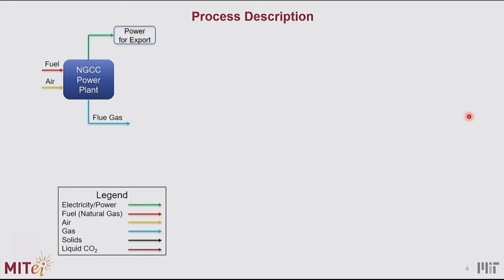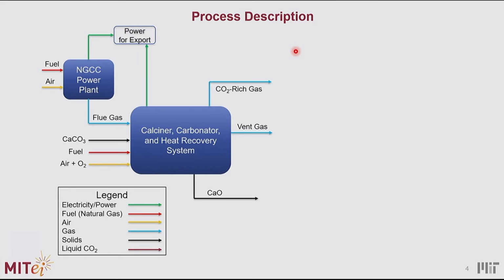First, we have a natural gas combined cycle power plant, a traditional one, where you have fuel and air going in, and you would have flue gas coming out, and you will be generating some power that goes for export. The flue gas will go to what we call a calcium looping system that has two reactors, a calciner and a carbonator, and a heat recovery system. You also have calcium carbonate going into this system that will be broken down into calcium oxide and CO2. So you will have the CO2-rich gas.